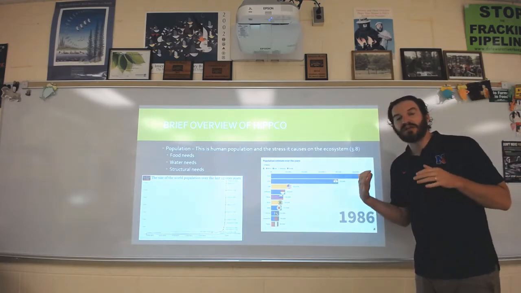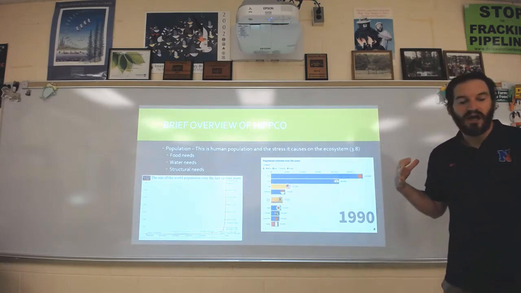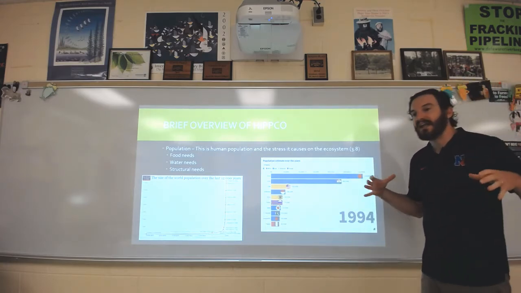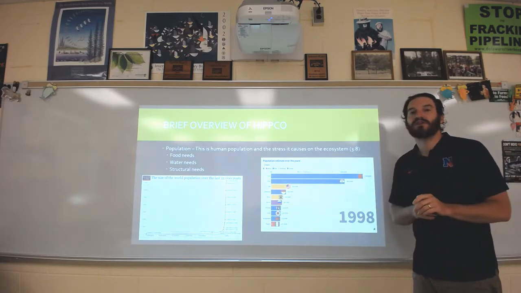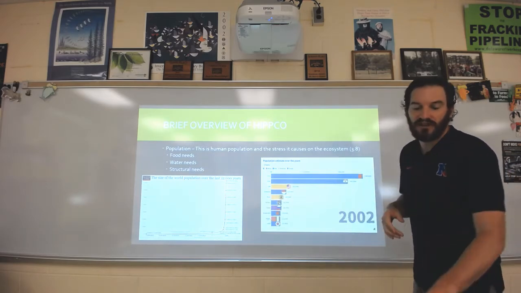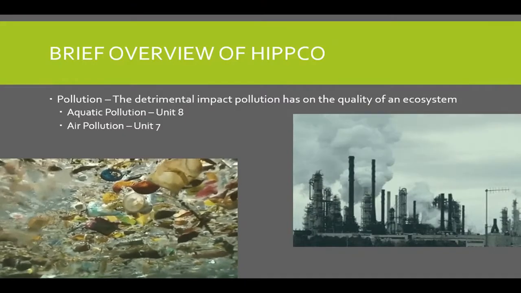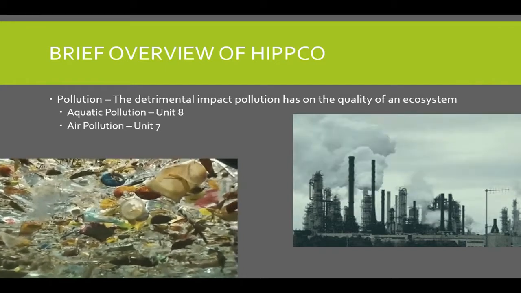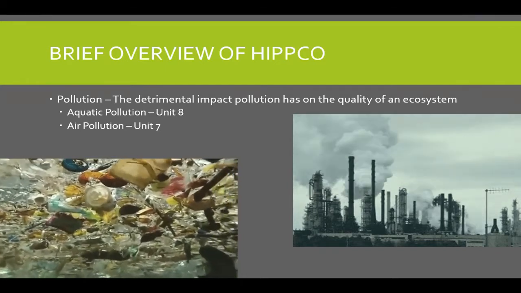But it's these human needs for structure, water, whatnot, that are pulling and stressing the ecosystem. Our pollution, which we're going to get to now as the second P, is stemming from all this excess human population. So it's something to be aware of.